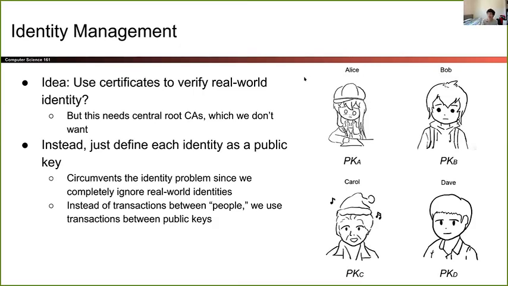So in this case, you'll see in the rest of these slides, instead of Alice, Bob, Carol, and Dave, we're just going to work with PKA, PKB, PKC, and PKD. And these names are going to sort of step into the background. They don't really exist for this protocol. All right. So each identity is a public key. Next, we need to work out, okay, how do we make one public key send money to another?